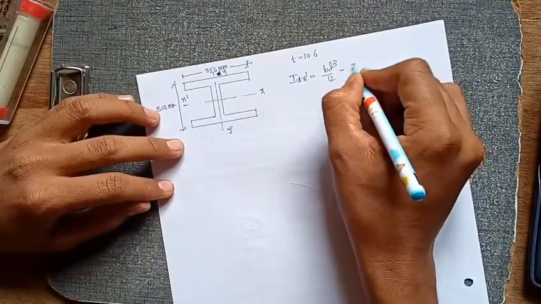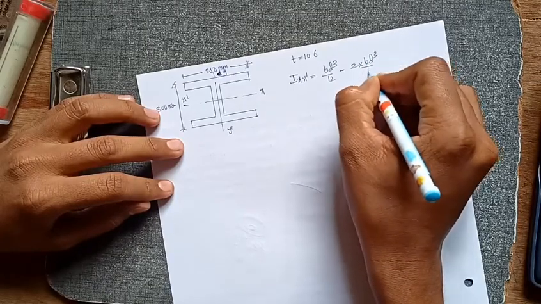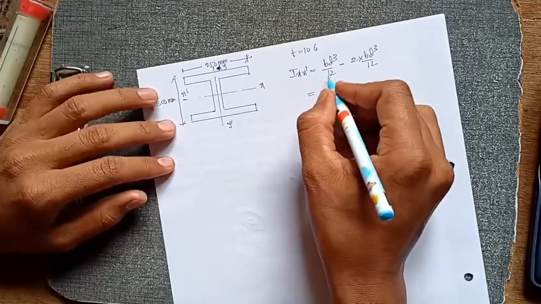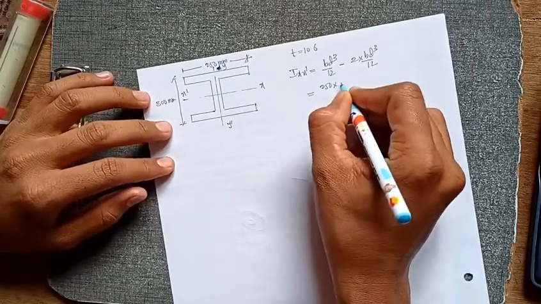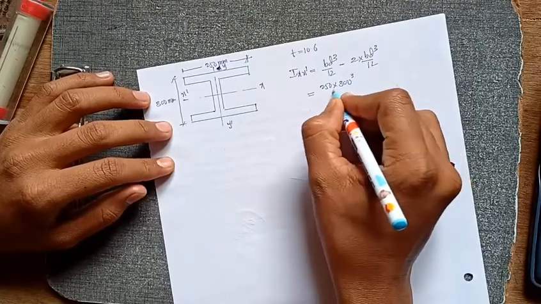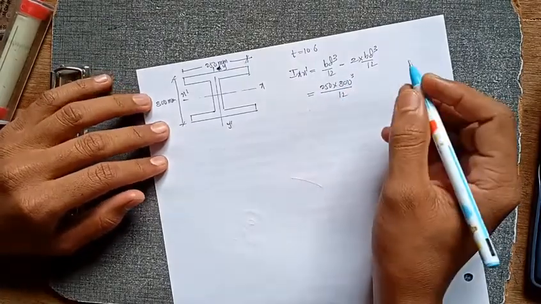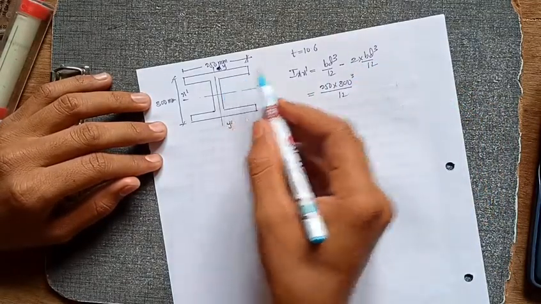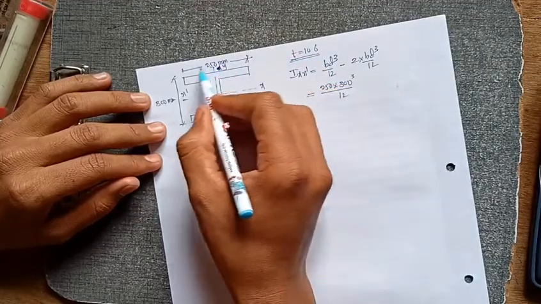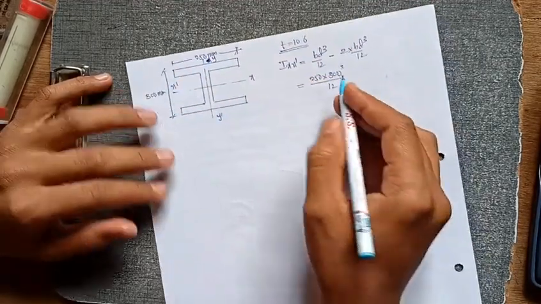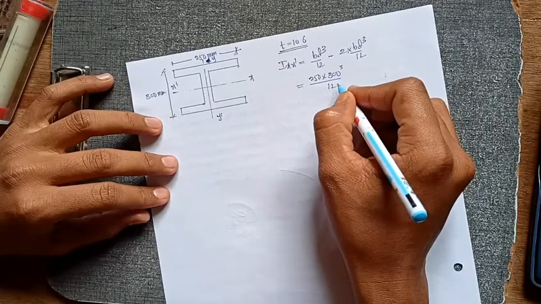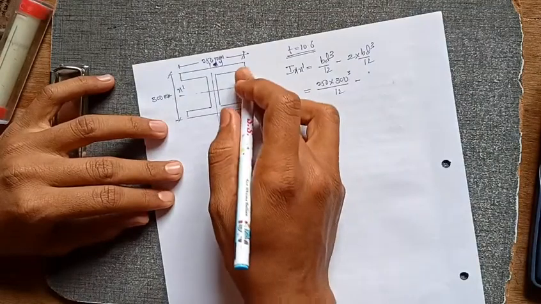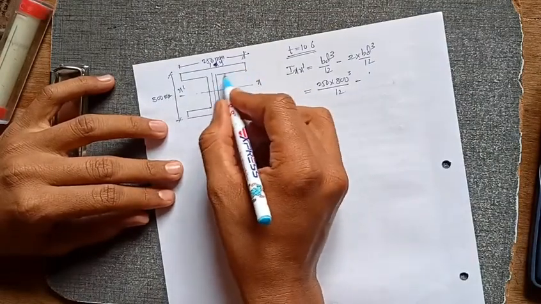So that will be 2 into bd cube by 12. Now here the breadth is 250 and the depth is 300, raised to 3, divided by 12. Also, the flange and web thicknesses are the same, that is 10.6. The breadth is 250 mm, depth is 300 mm. So 250 into 300 cubed divided by 12, minus b d cube by 12. Now we want to find the breadth of this rectangle.